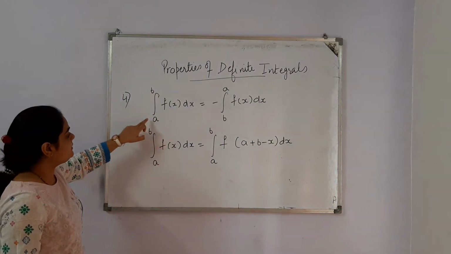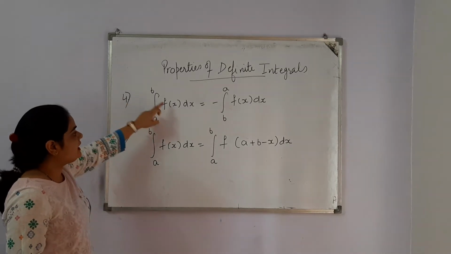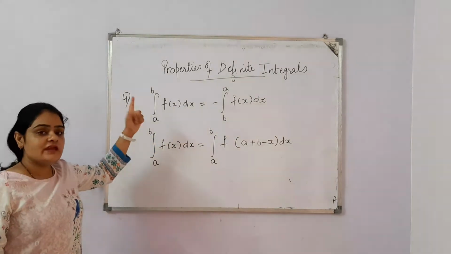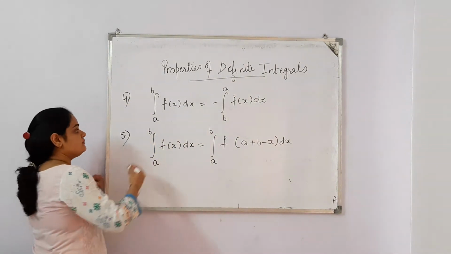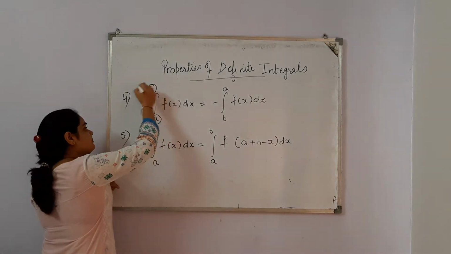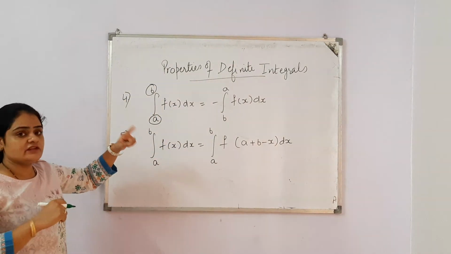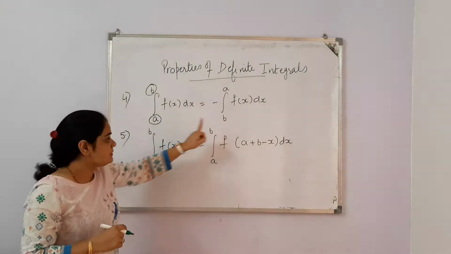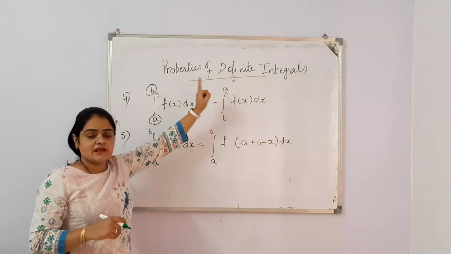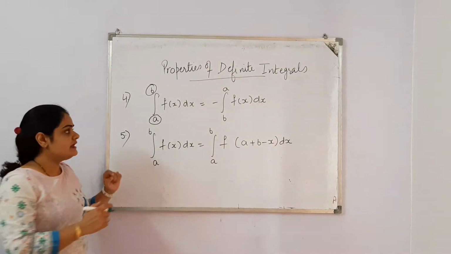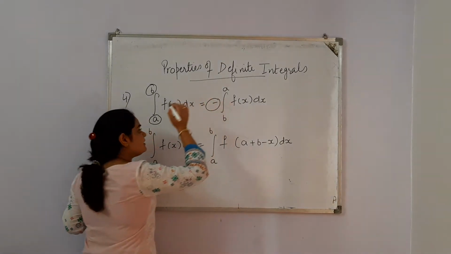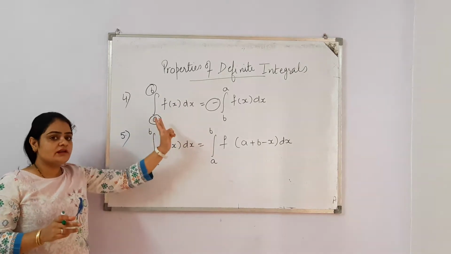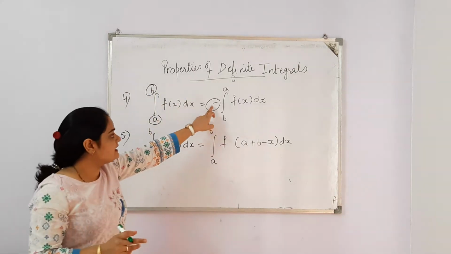The fourth property is saying whenever the limits are a to b and the function is given and we need to integrate with respect to x, now we can change the limits' position. That means this is your lower limit and this is your upper limit. If we want to change the limits' position, that means we want the upper limit as the lower limit and the lower limit as the upper limit. If the position of limits changes, then a minus sign will occur. That means we can change the positions, the upper limit can be the lower limit and the lower limit can be the upper limit, but with the negative sign.